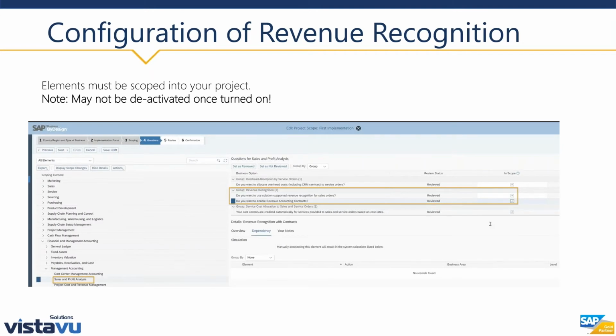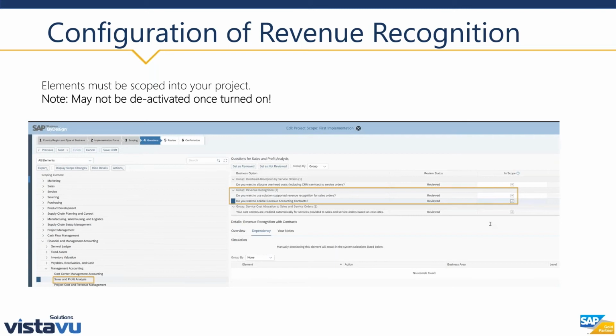So a few things that are good to know. Talk a little bit about configuration of revenue recognition. If you're familiar with project scoping, you would have to go into the project scope and you would have to turn it on. So there's some checkboxes I've highlighted there, which is essentially saying you want to use revenue recognition.